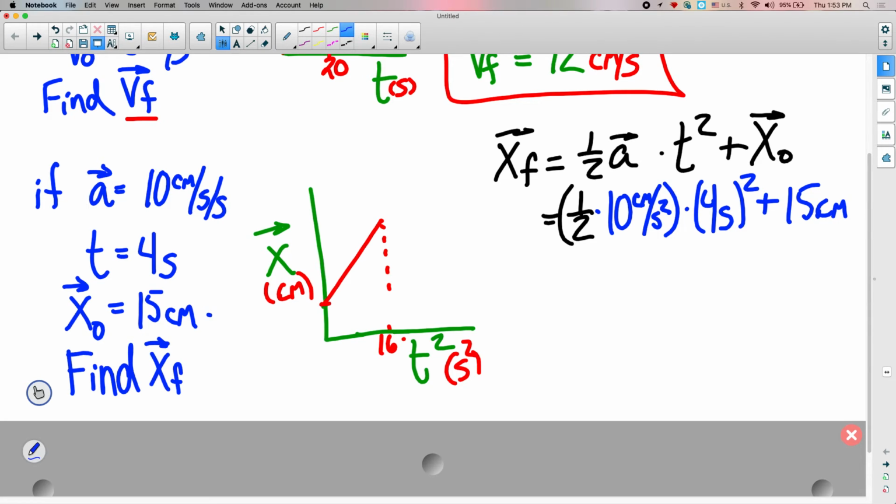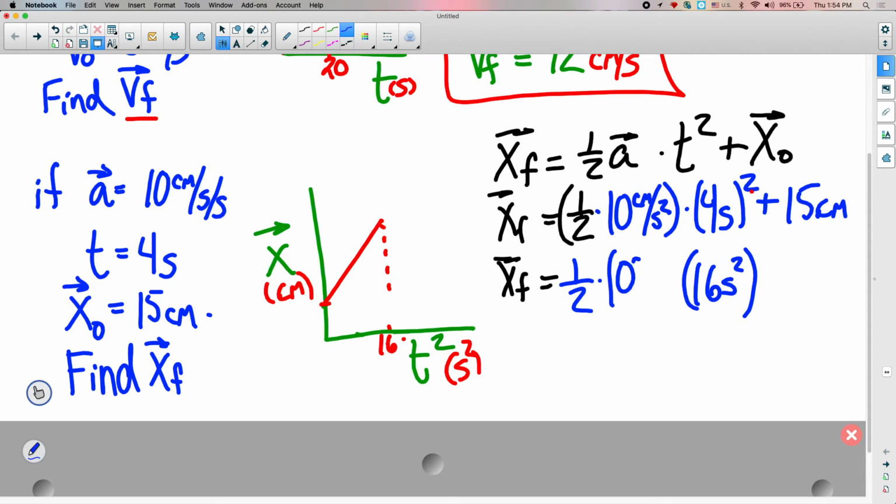So according to order of operations, we have to take care of these exponents first. So again, we'll say final position is equal to 1/2 times 10 centimeters per second squared times 4 seconds squared, which is 4 seconds times 4 seconds. 4 times 4 is 16. Seconds times seconds is seconds squared. Notice that that's on the inside of the fraction. You could also do a manipulation of this, 1/2 times 10. We're going to run all those calculations at the same time because these represent real things from our lab, plus the 15 centimeters. So 1/2 of 10 is 5.